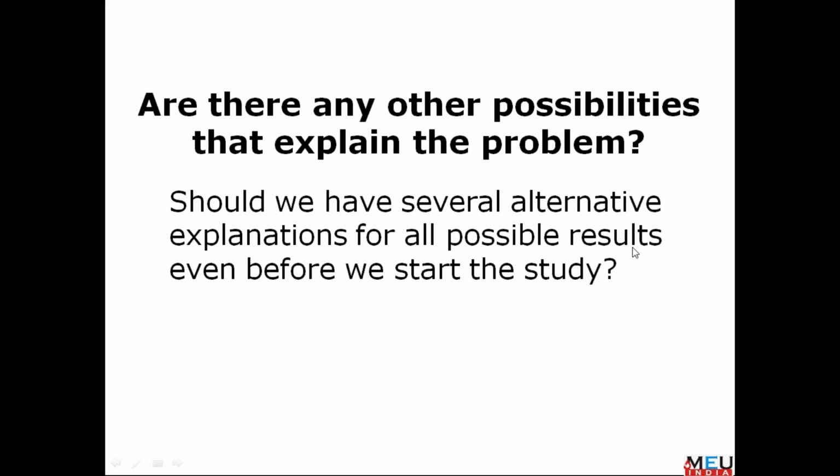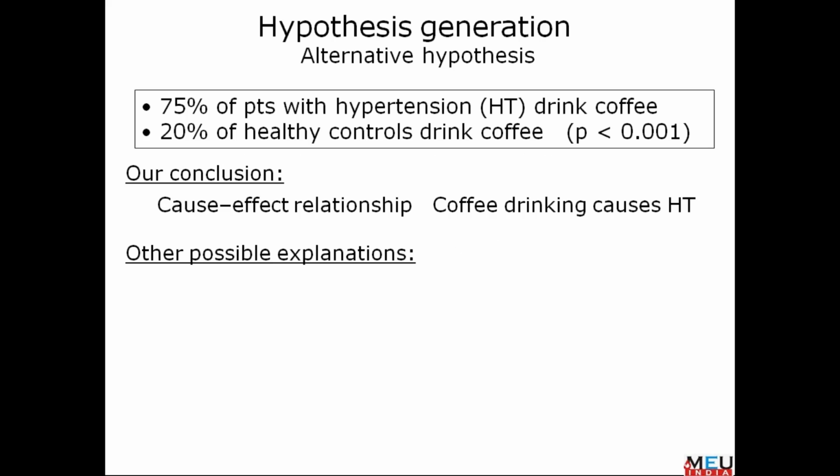Are there any other possibilities that explain the problems? Should we have alternative explanations for all possible results before we start the study? I mean, yes, look at the other literature. Can the research problem be explained by other methods, other points of study? Look for them. Then comes the hypothesis generation.